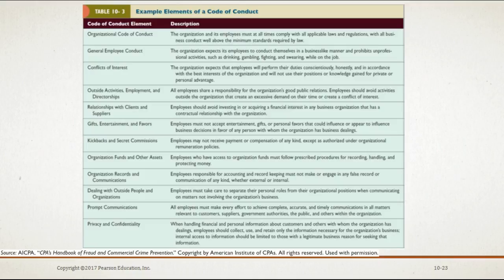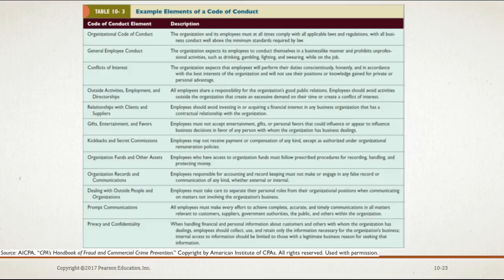Here, we have an example of the key contents of an effective code of conduct, which are the organizational code of conduct by the entity, the general employee conduct, and the conflicts of interest. All employees share a responsibility for the organization's public relations, and relationships with clients and suppliers. Employees must not accept entertainment, gifts, or personal favors that may appear to influence business decisions in favor of any person with whom the organization has business dealings. Employees may not receive kickbacks and secret commissions.